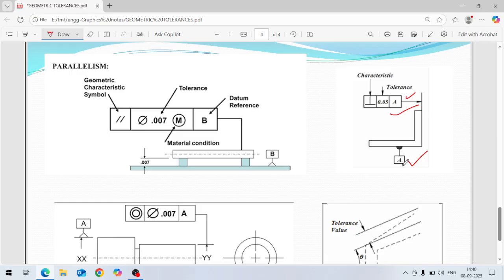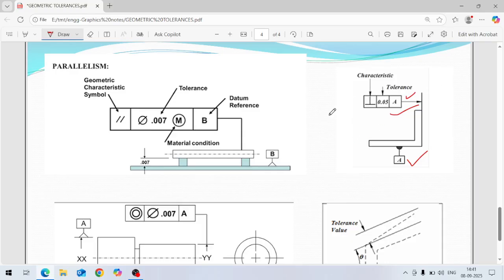So we define a datum like this in the square. If you write some letter, this A, and you make a triangle here like this, this becomes a datum symbol. With respect to this datum, if we check this perpendicularity along this line, this perpendicular surface should be perpendicular within 0.05 mm with respect to A, the datum. So this way we define squareness or perpendicularity error.